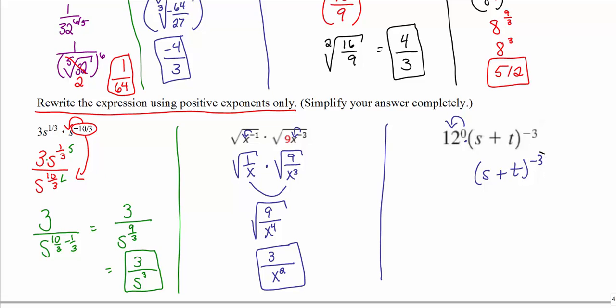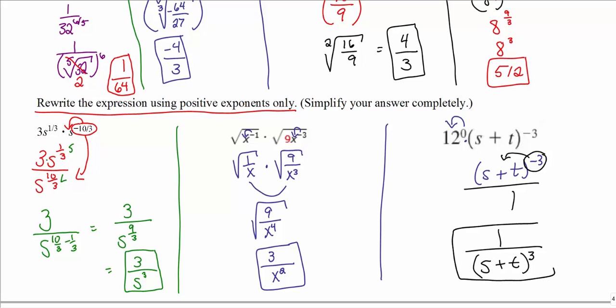Now, this negative exponent applies to this entire group. So if I go to make this positive, I'm going to move this whole group to the bottom of the fraction. So it becomes 1 over s plus t. Notice the base itself does not change, but the exponent on that group will change to become a positive 3. All right, so that's just some of our rules for exponents that we will need to know as we go through the rest of the course.